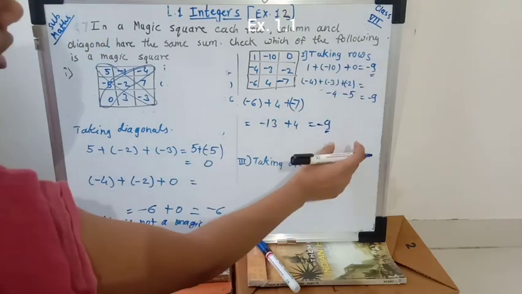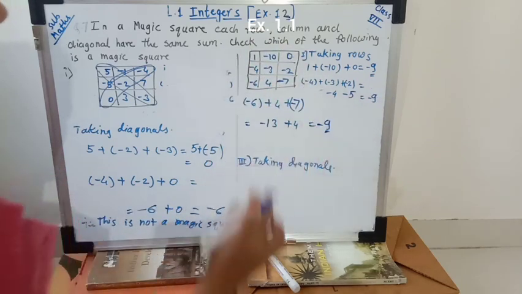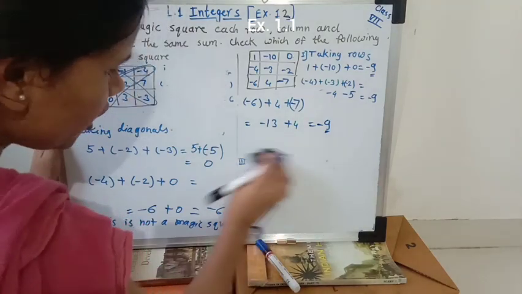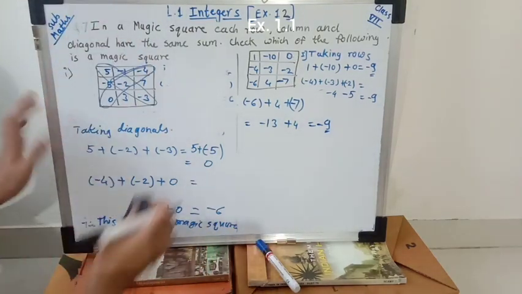So here we got the sum of all the rows as minus 9. Now let's do the addition of the columns. I am going to rub this side, students.